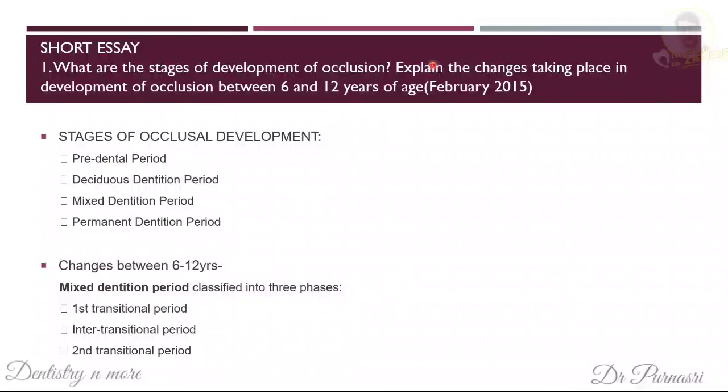Now the second part of the question, they ask the changes between 6 and 12 years of age. So 6 years is the age when the first permanent tooth erupts. That means they're talking about the mixed dentition period. So what are the changes that are taking place? You have to explain the changes in the mixed dentition period. These you can divide into first transitional period, inter-transitional period, and the second transitional period. And you can draw diagrams as well wherever necessary.